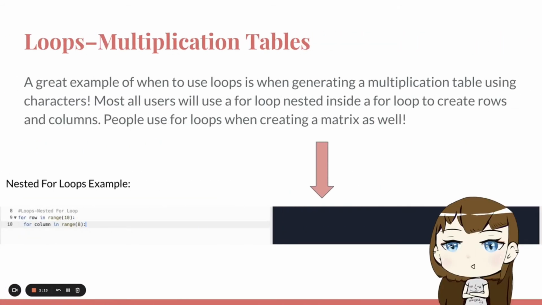Multiplication tables. My greatest example of loops, actually, would be a multiplication table. In the example below, we have used nested for loops. People will use nested for loops because, well, you can create rows and columns with it. You can use that to create a matrix as well. It says for row in range 10, which will create 10 rows, and then it says for column in range 8, which will create 8 columns, and then you enter whatever code you would like underneath that.